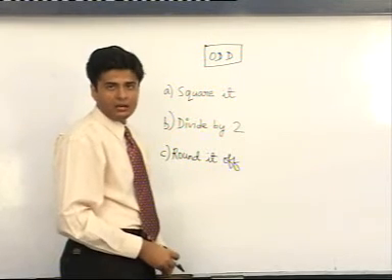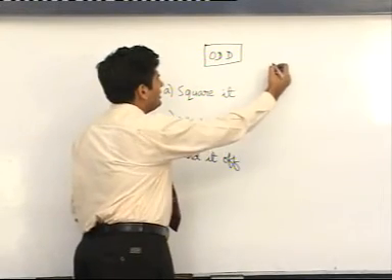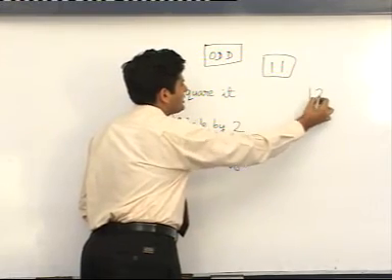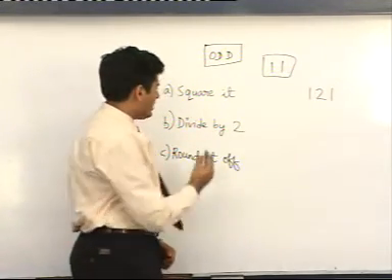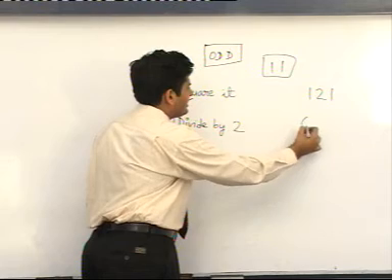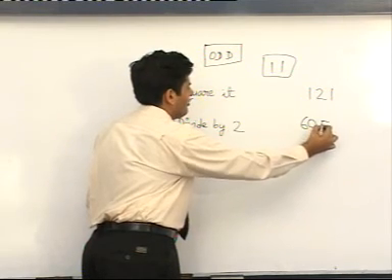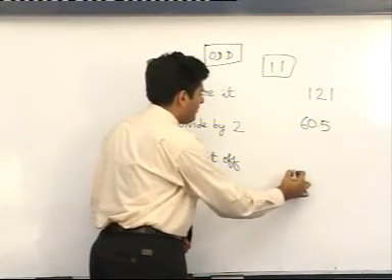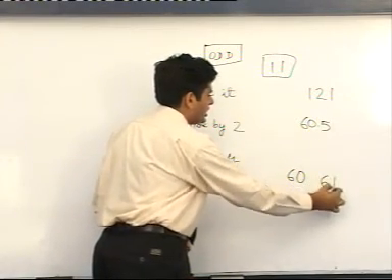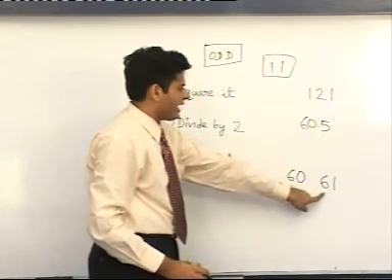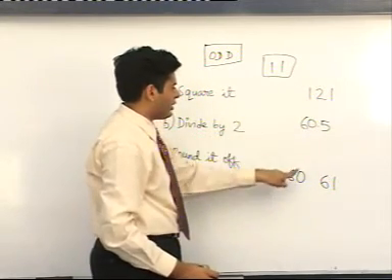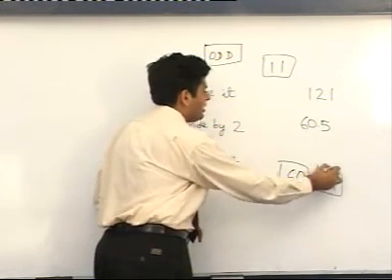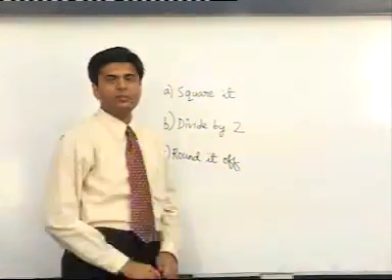Let us take a little higher number. We will take a 2-digit number. The number is 11. When you square it, the value is 121. When 121 is divided by 2, we get 60.5. And when you round it off to the next smaller and higher number, it will become 60 and 61. So 11, 60 and 61 form the Pythagorean triplet.